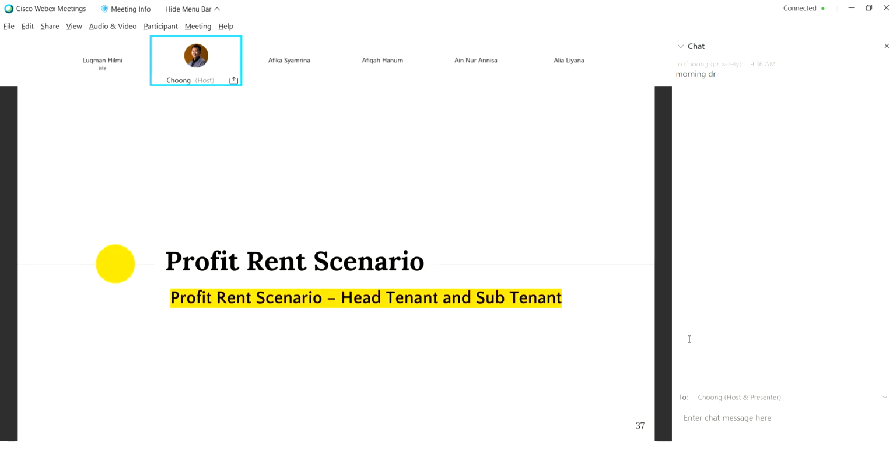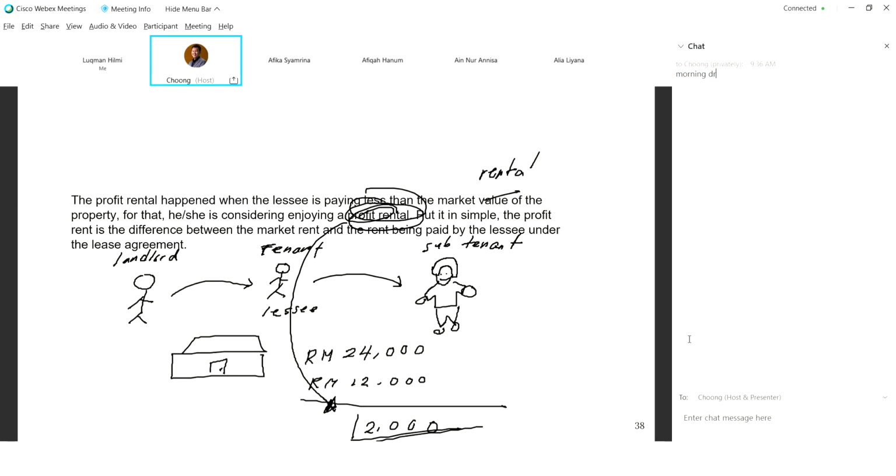So today we're going to focus on one particular scenario in leasehold property, which only happens in leasehold. Yang mana adalah so-called profit rent scenario. Profit rent scenario berlaku sebab ada head tenant dan juga ada sub tenant. So kita ada head tenant dan kita ada sub tenant juga.